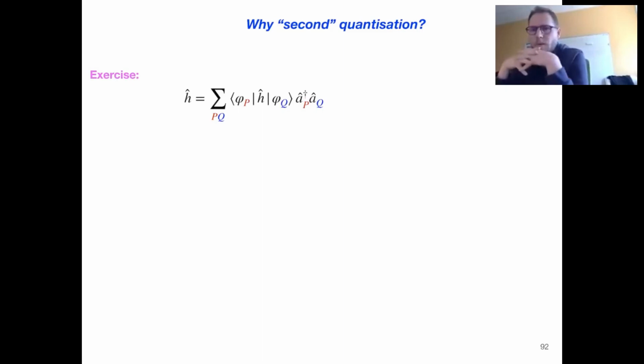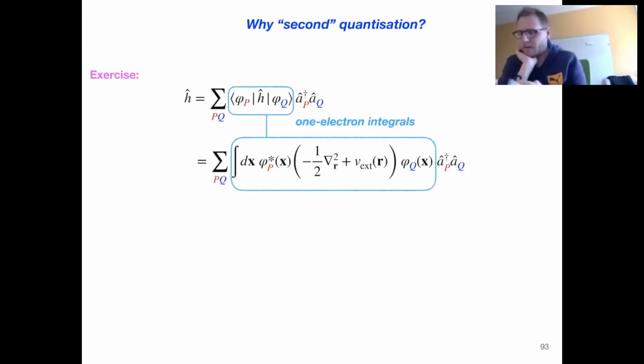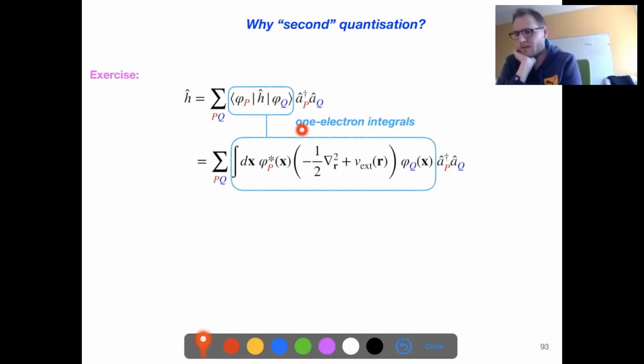So I start from what we had. I remind you, this is the way we write the one-electron Hamiltonian in second quantization. What I'm doing now is rewriting explicitly what a one-electron integral actually is. So you have the integration, the orbital that is in the bra, then exactly the one-electron Hamiltonian, and the spin orbital that is in the ket. It's just writing the integral explicitly.